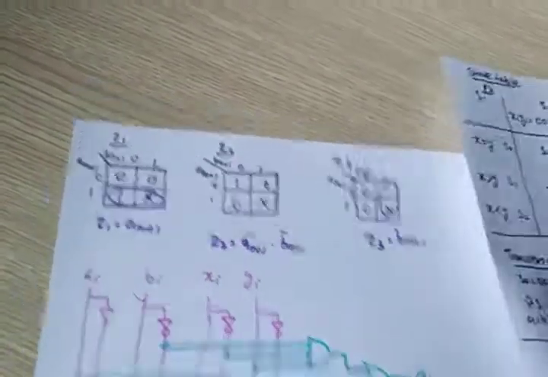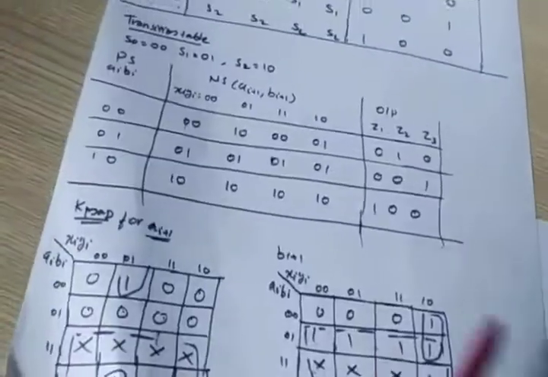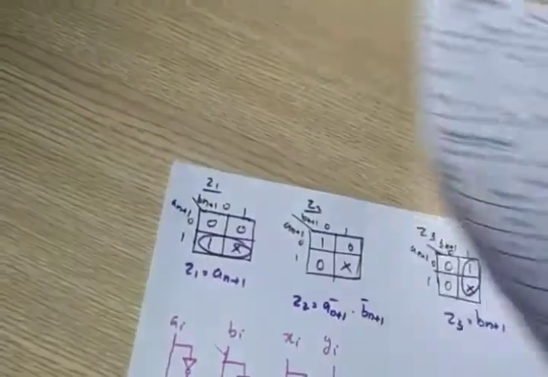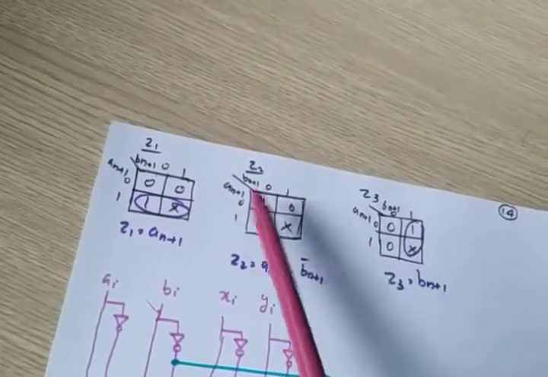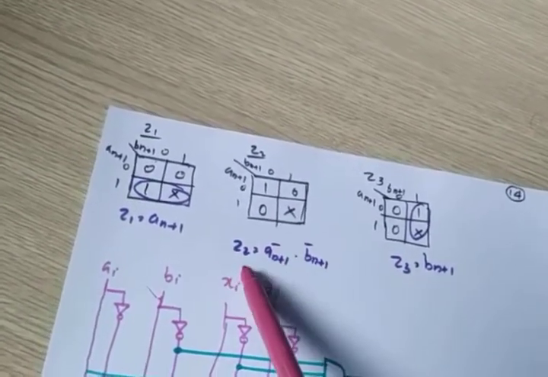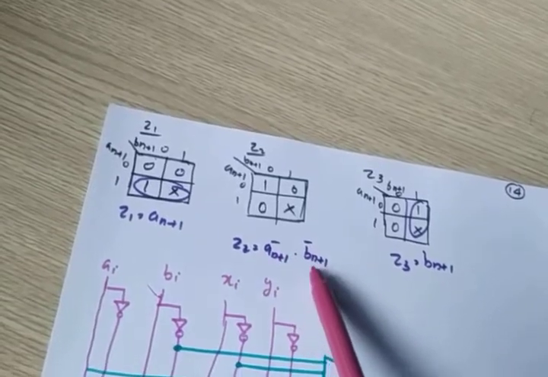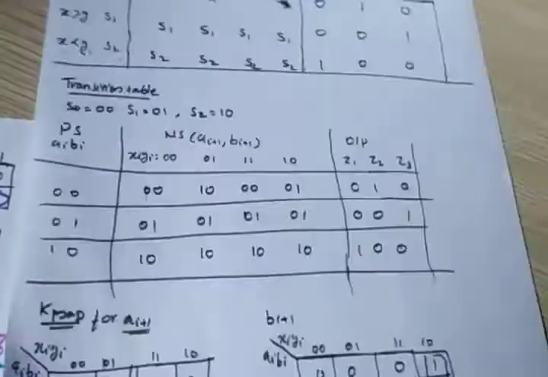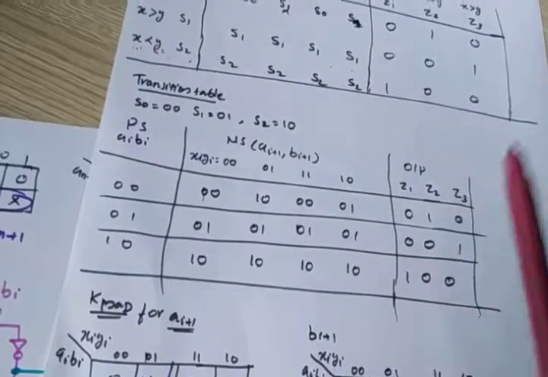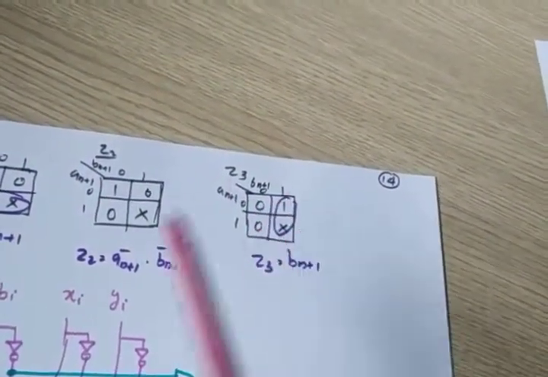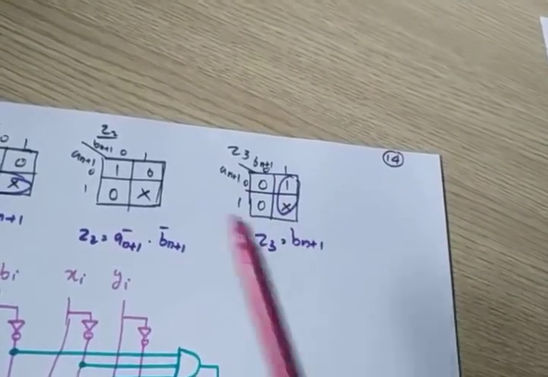Now for z2. 1 0 0 is the only output combination. That's why for 0 0 it is 1, for all others 0, and this is don't care. So reduce this: z2 equals an plus 1 bar into bn plus 1 bar. What about z3? z3 is 1 only for 0 1. Look at here, z3 is 1 for 0 1. So the 0 1 combination is 1, all others 0 and don't care. So solve this: z3 equals bn plus 1.